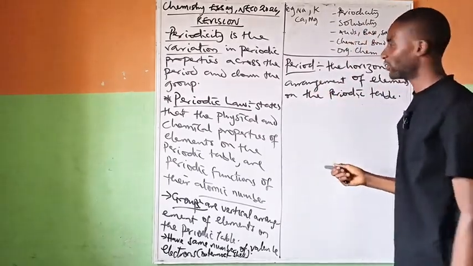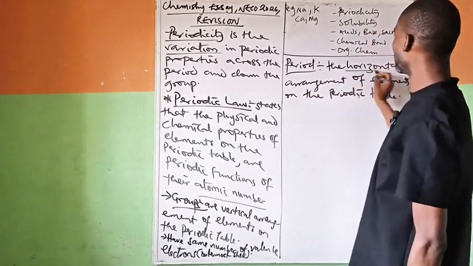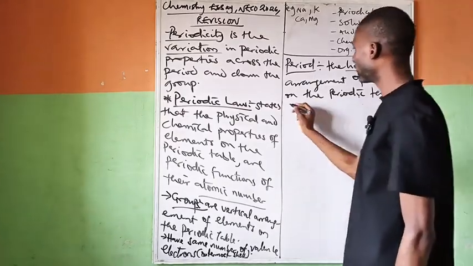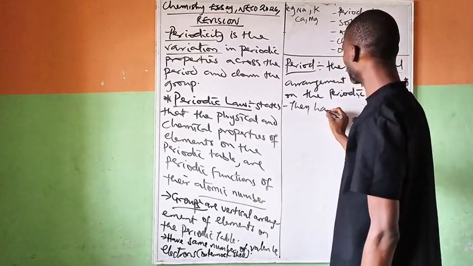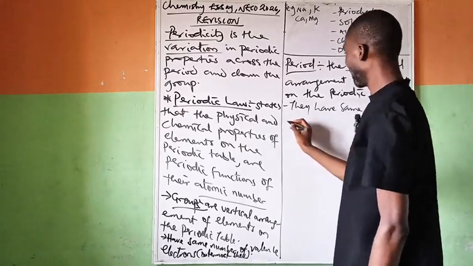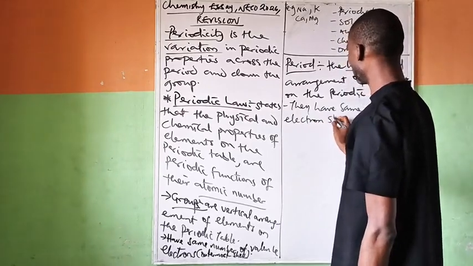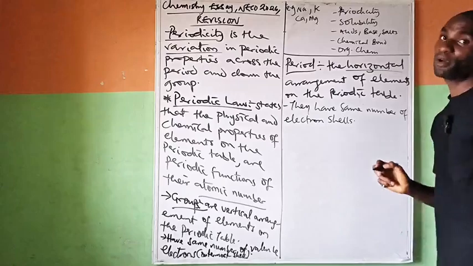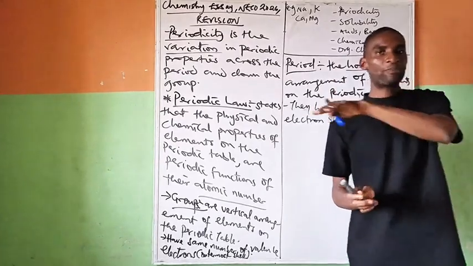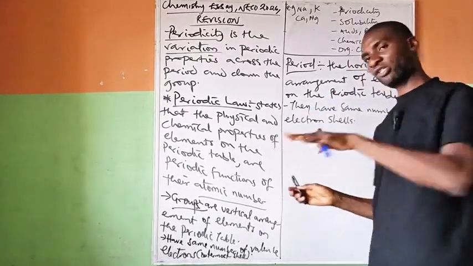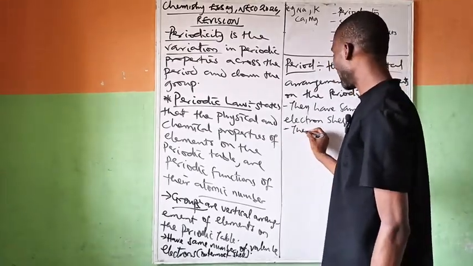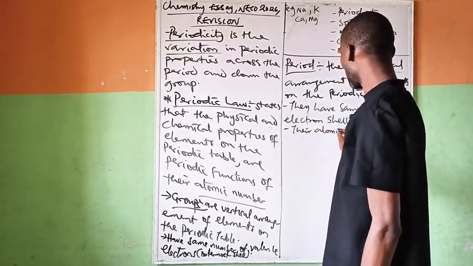Now let's come to period. This is the horizontal arrangement of elements on the periodic table. Then what do members of the same period have in common? They have the same number of electron shells. If you look at period 1, they all have one shell. Period 2, they have the same shell. Period 3, same shell.